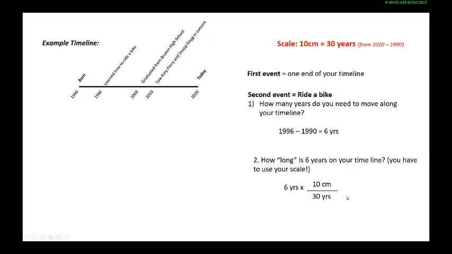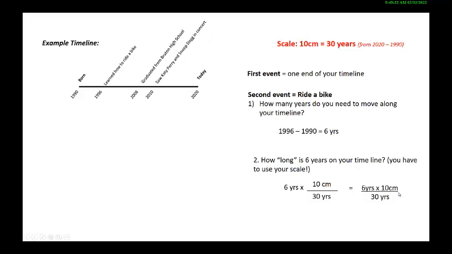Another way that we can write this, put this all together into one bit, is 6 years times 10 centimeters divided by 30 years. And again, if you just look at the units first, the years cancel out and you're left with centimeters.